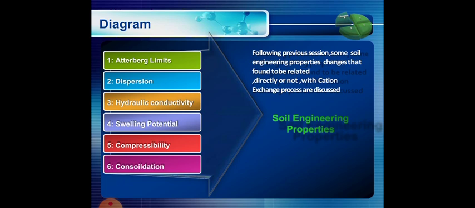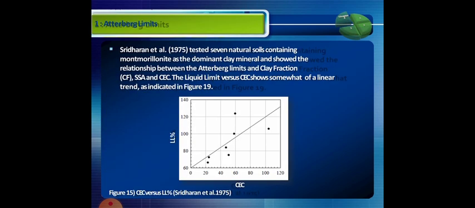Following previous sessions, some soil engineering properties changes that were found to be related directly or indirectly to the cation exchange process are discussed: Atterberg limits, dispersion, hydraulic conductivity, swelling potential, compressibility, consolidation. These are all soil engineering properties, as shown in the diagram.